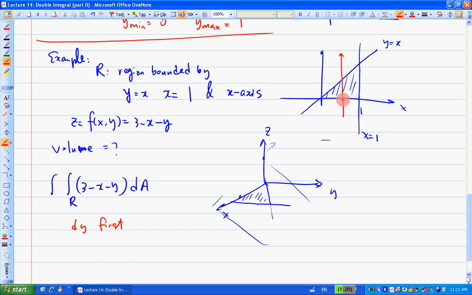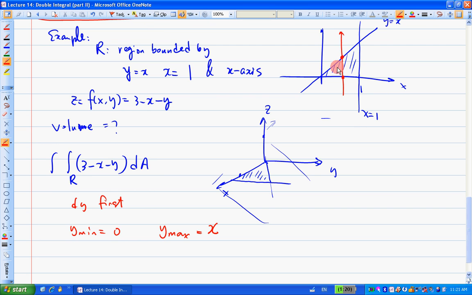Then the first contact point gives me the y min. The second contact point gives me y max. In this particular case, it doesn't matter where you draw. y min is always 0. And y max, no matter where you draw, always hits this top boundary y equal to x. So y max is x. And the second step, sweep this line across this whole region R and find the bounds for x. One is over here, one is over here. So x min is 0, x max is 1.